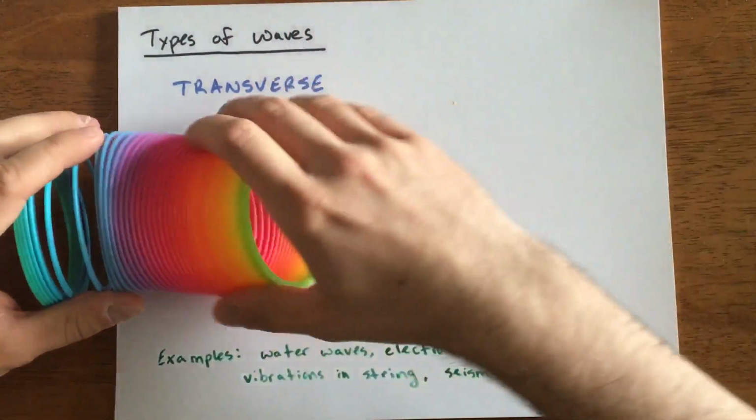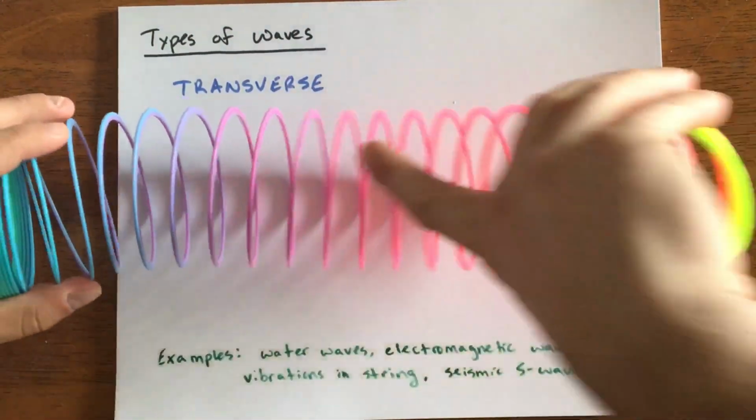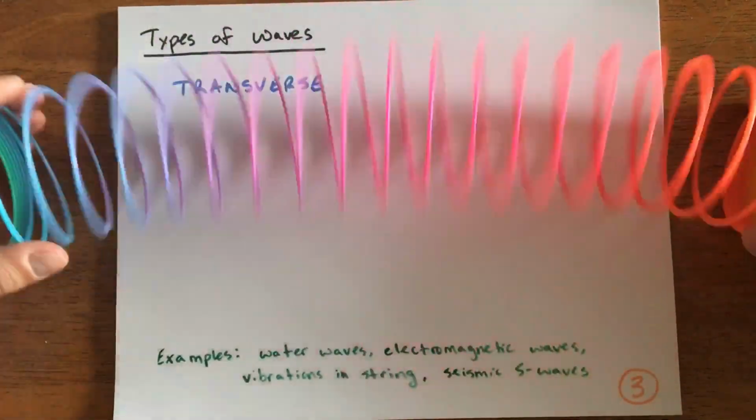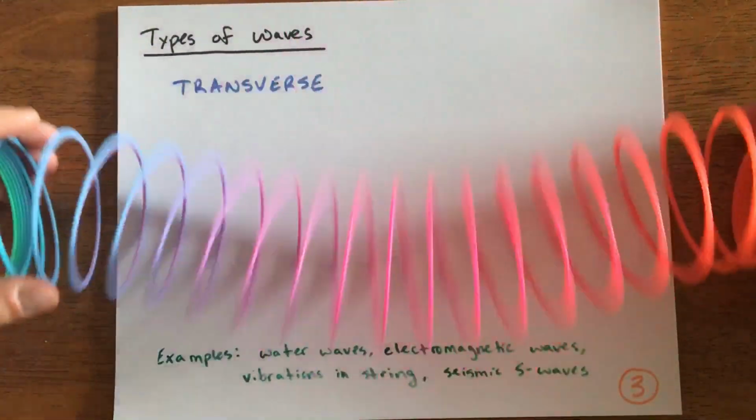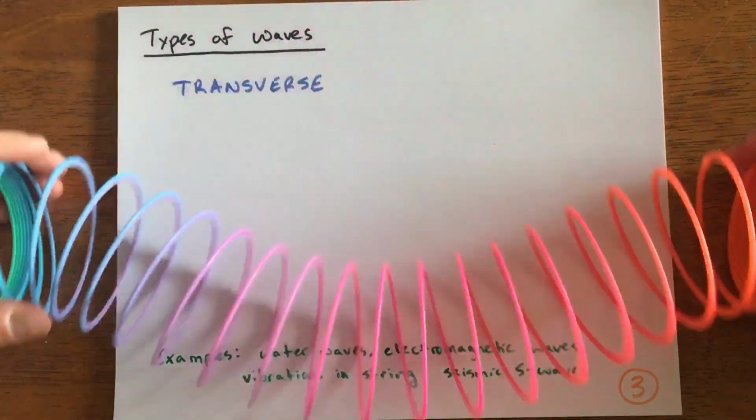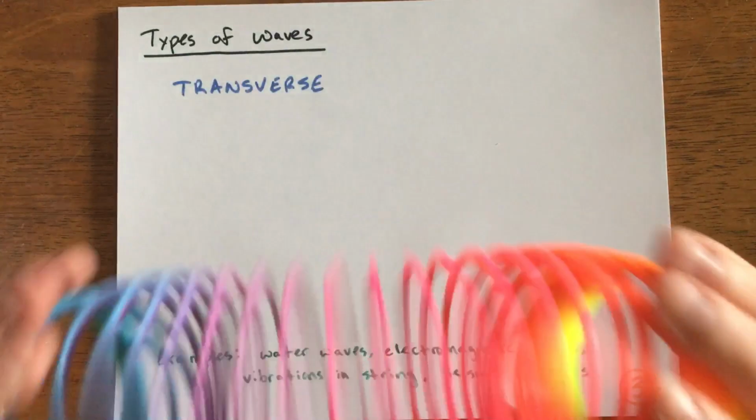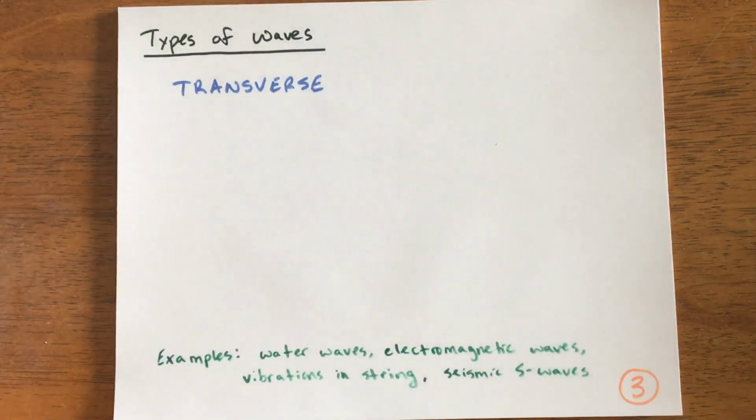If I were to mark or pick one spot on this, let's pick this spot right here where it's turning from purple to pink, and we just stare at that one spot as best we can. You can see that is just moving up and down, but it isn't really moving left to right. The wave itself is moving left to right, but the particles in the medium or in the slinky are moving up and down. Several examples of these.